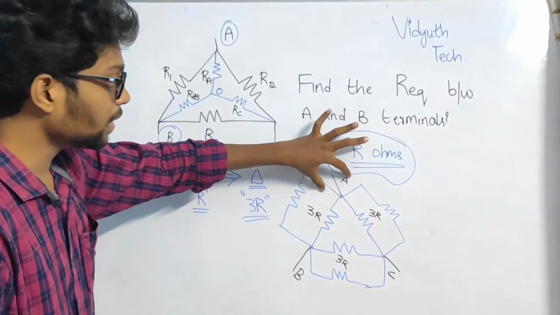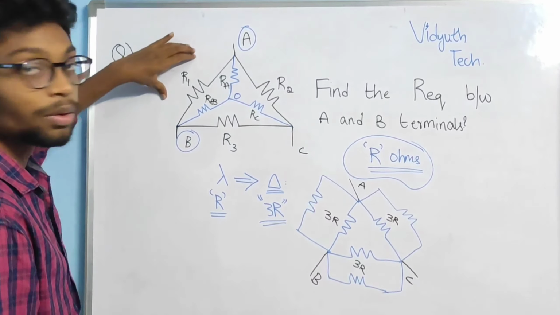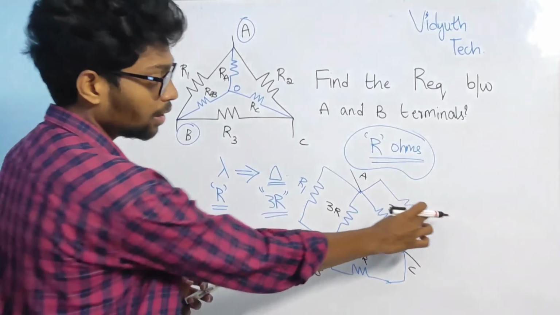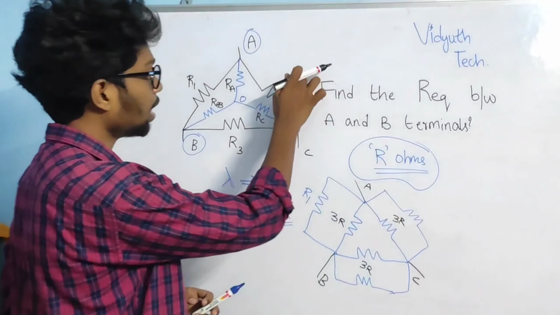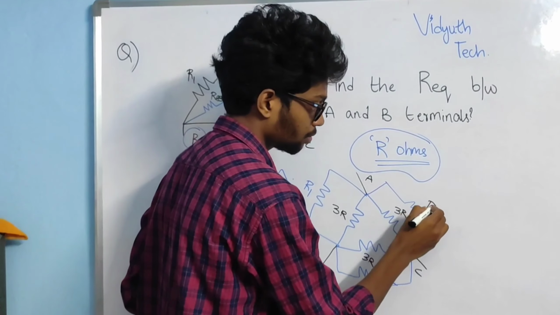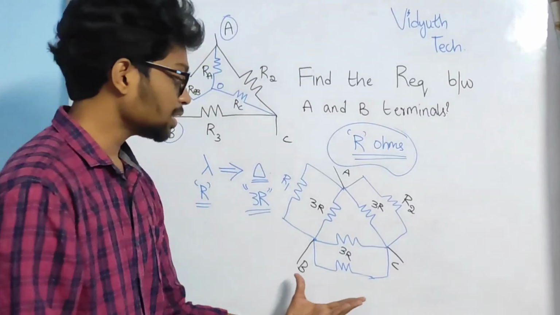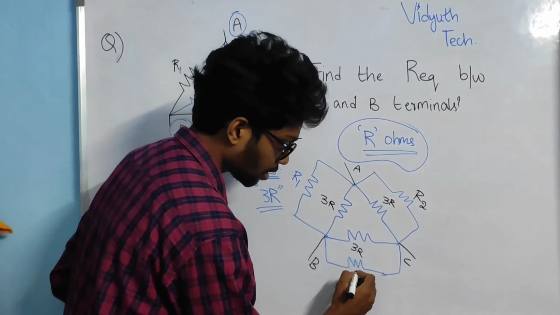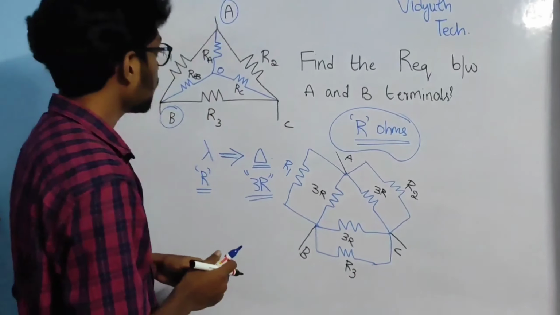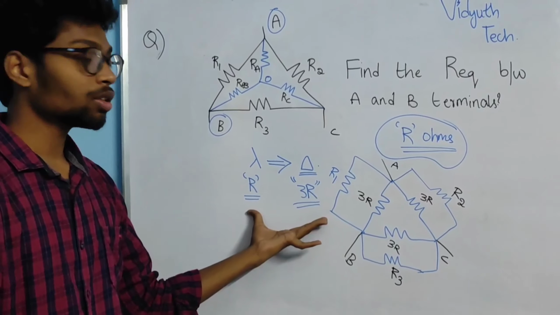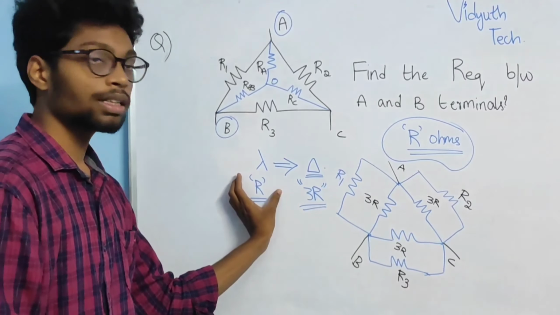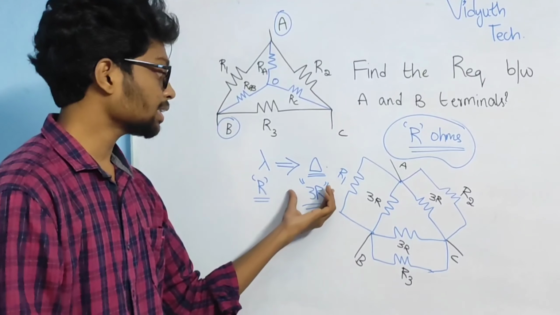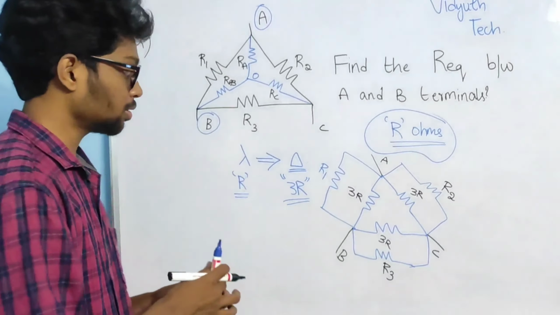Resistance between A and B terminal, here you can see R1. Resistance between A and C terminal, here you can see R2. Resistance between B and C terminal, here it is R3. I have just converted the inner star into delta fashion. So R value resistance in star converted in delta form has changed to 3 times R.